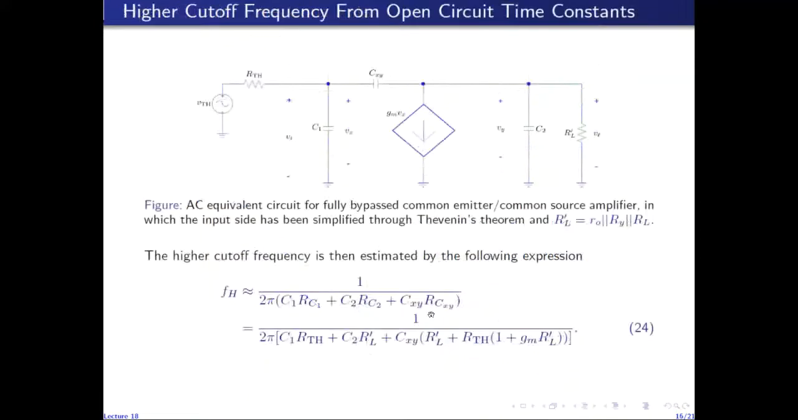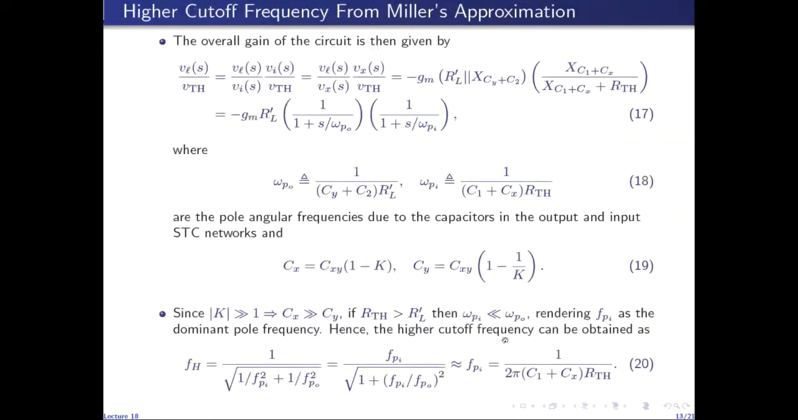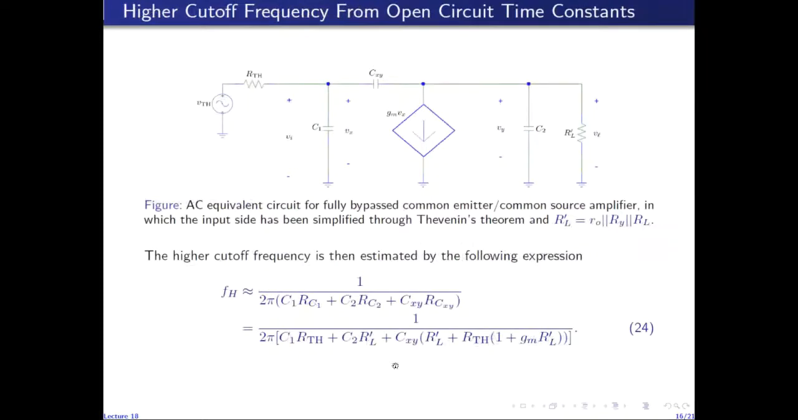So knowing these 3 open circuit time constants, we can add them all up, take the inverse, and divide by 2 pi to estimate the higher cutoff frequency of this circuit by this expression. So unlike before, where the higher cutoff frequency was given by C1, Cx, and R7N, in this case, the higher cutoff frequency is given by C1, R7N, C2, RL prime, and GM, in addition to Cx and Cy, which are the contributions due to CXY.